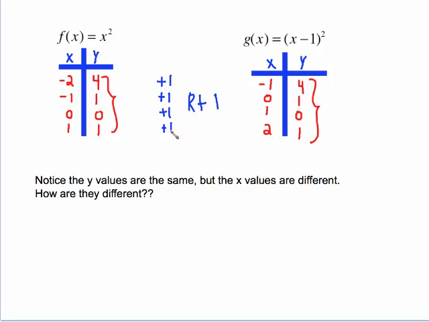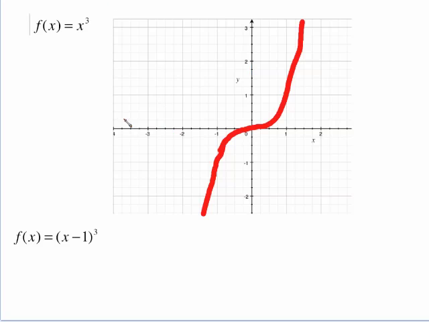The x values changed by having 1 added to that, which correlates to a movement 1 to the right. So take a look at another example. This is a different basic function. This is f of x equals x cubed.